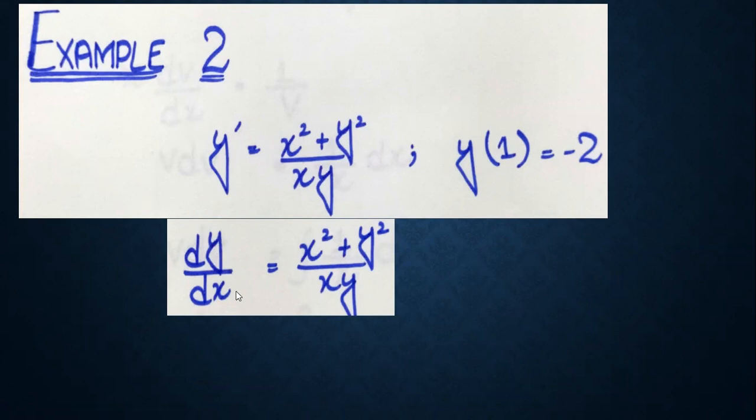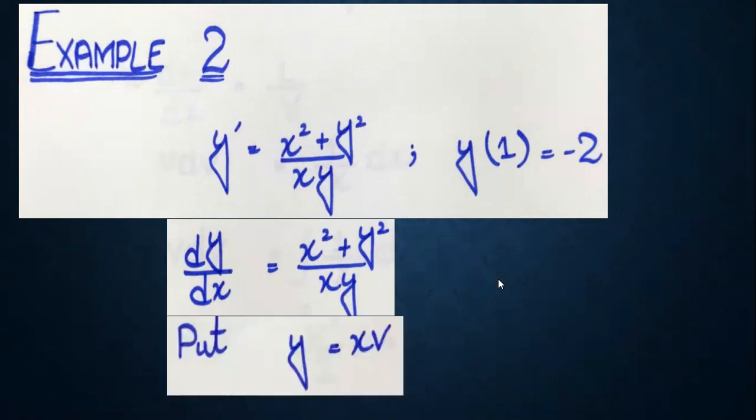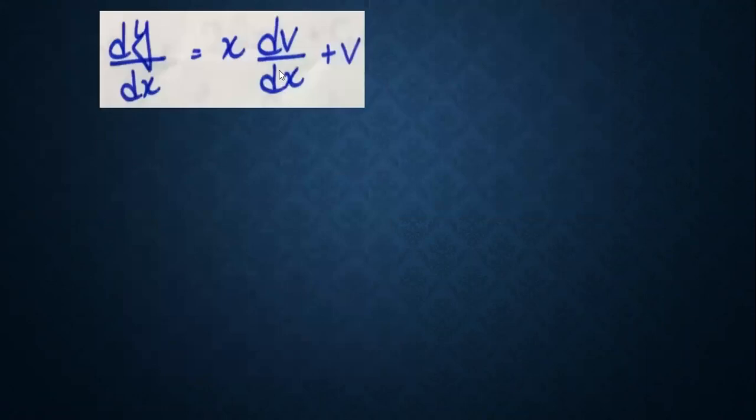We can write it as dy over dx is equal to (x square plus y square) over x times y. If you try to simply separate x and y, you will not be able to do so. So what you have to do is substitute y is equal to x v. By doing so, if you take the derivative, dy over dx is equal to x dv over dx plus v. So now you will replace this dy over dx in the previous equation with x dv over dx plus v.